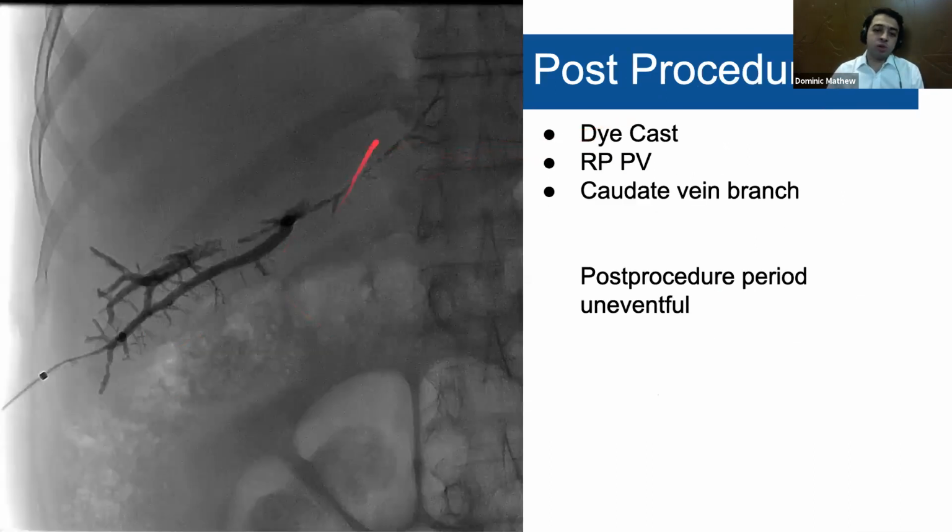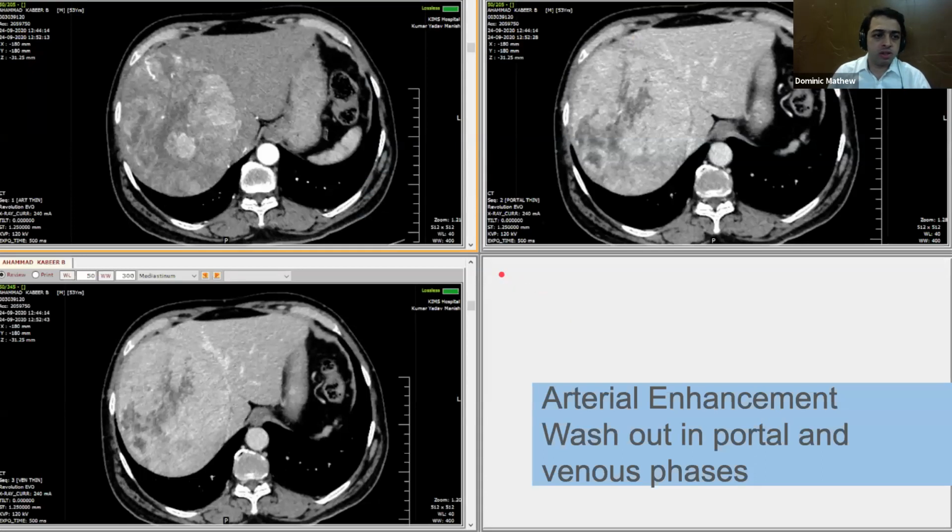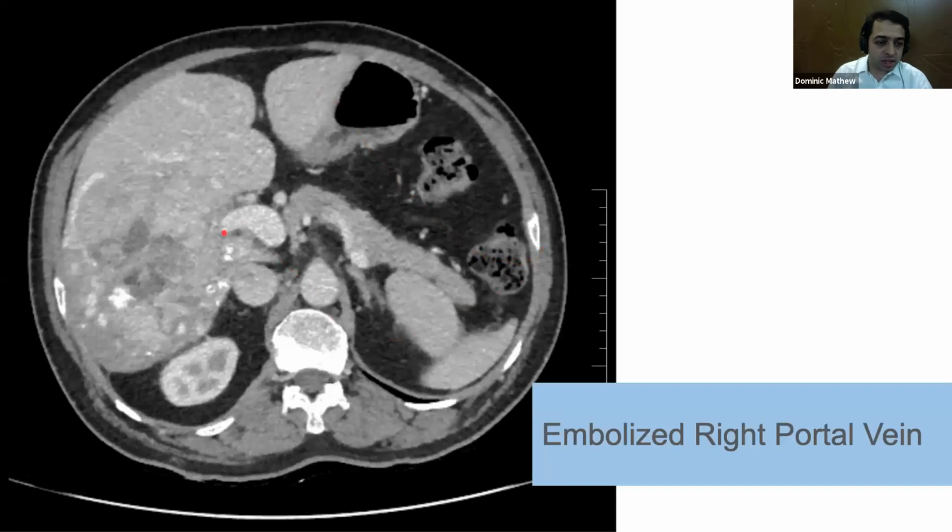Now, this is the post-procedure film, which shows a die cast in the right portal vein. And this is the caudate vein branch. And the post-op period was uneventful. We took a follow-up CT after 3 weeks. So here you can see the arterial enhancement and the washout and the pushing margins, which is well encapsulated. You can see the embolized right portal vein with no forward flow.